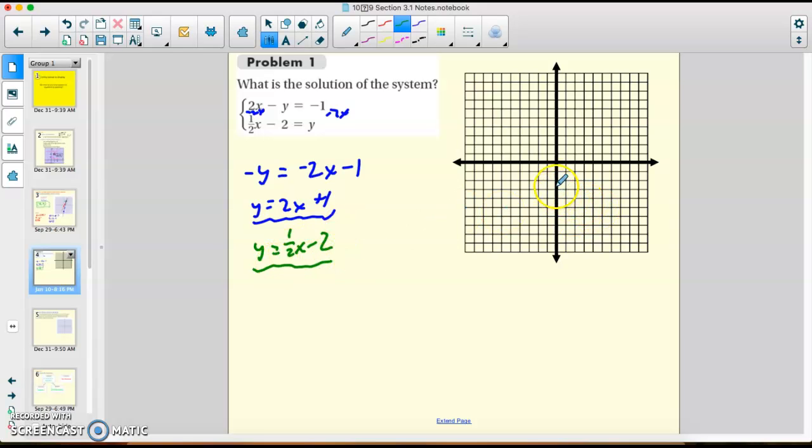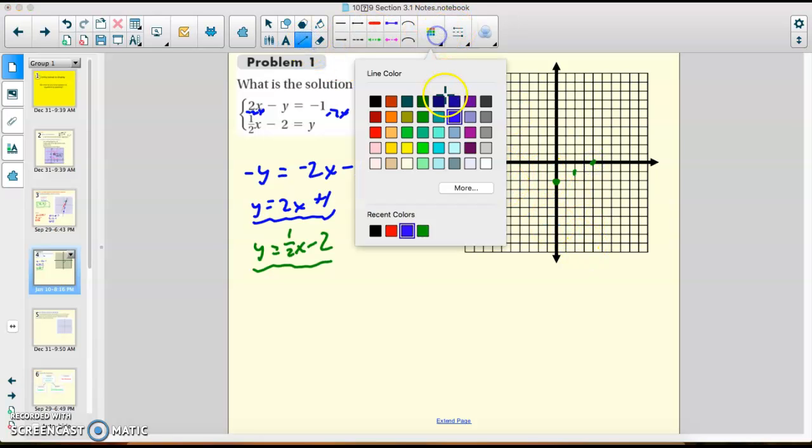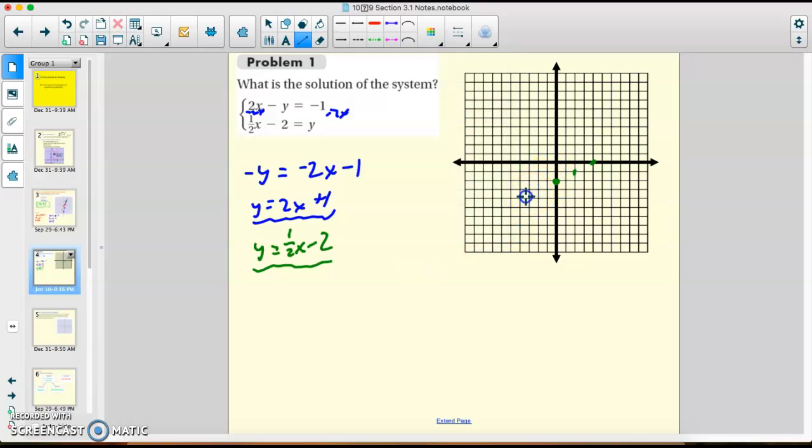I'll start graphing the green since I'm already in that color. So we got minus 2, and then we're going to go up 1 over 2, up 1 over 2, and that's probably good. A little green action going here. Okay, there we go.